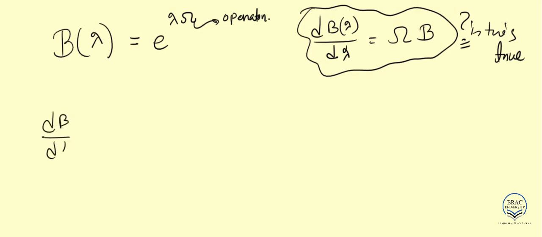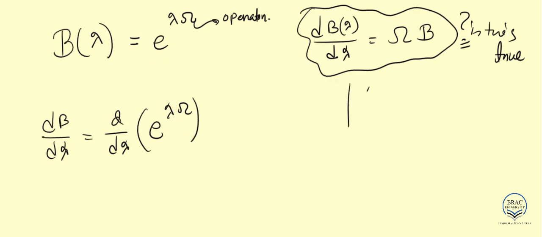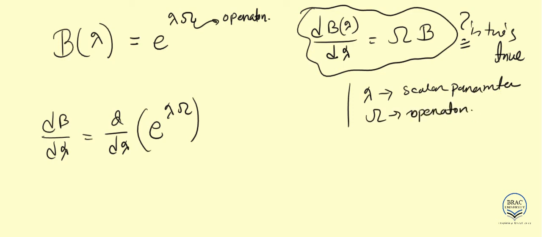write dB by d lambda. Let's write it down, and you have this d/d lambda, and here you will have e to the power lambda omega, right? Okay, let me just again put a side note. Lambda is a scalar parameter and omega is a matrix or an operator, whatever you want to call it. And we want to find this derivative term.